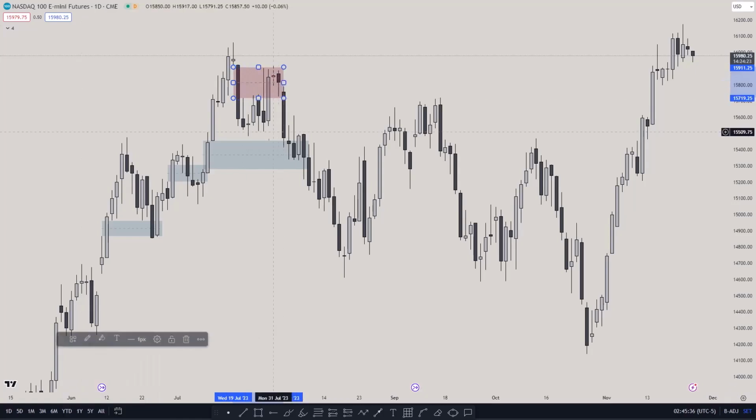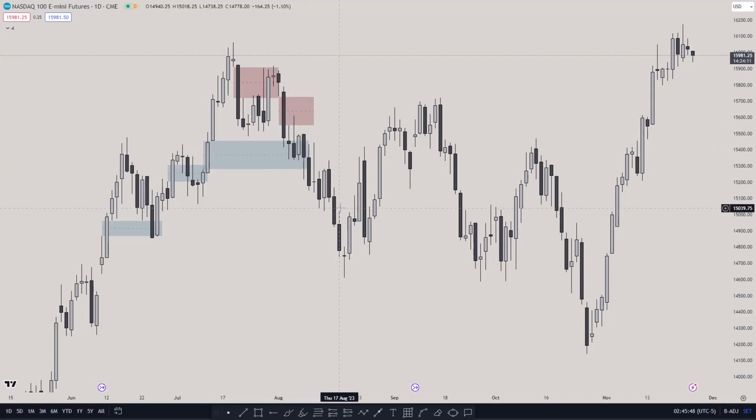Respected here. Did we create a fair value gap after? Yes. This is a fair value gap here. So we have the fair value gap right here. We can see an immediate respect to this fair value gap going lower. And we can see going lower, we did not create fair value gaps except this one, this fair value gap.